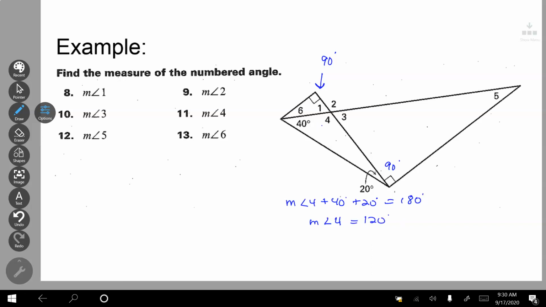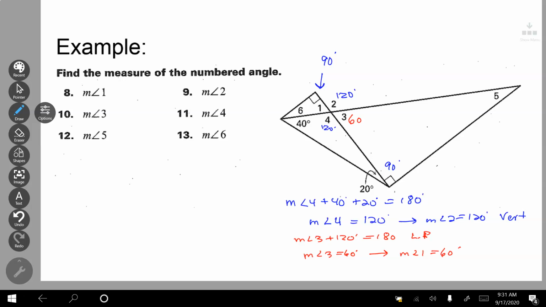And then I know that the measure of angle 2 also has to be 120 degrees because they're vertical angles. The next thing I know is that the measure of angle 3 and the measure of angle 4, 120 degrees, have to add up to 180 because they're a linear pair. So the measure of angle 3 is 60 degrees, which means the measure of angle 1 is also 60 degrees. They go together.